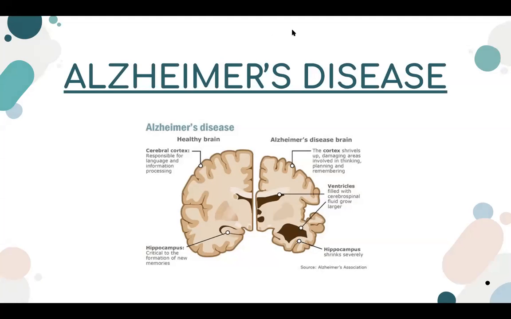The first one I'll be talking about is Alzheimer's disease. You can see on the picture right here, on the left-hand side of the image is a picture of the healthy brain. If you can see the cerebral cortex, which is responsible for language and information processing, and the hippocampus, which is critical to the formation of new memories, those 2 areas specifically do get affected by Alzheimer's. The cortex shrinks over time, and that damages areas in thinking, planning, and remembering. The ventricles are filled up with something called cerebrospinal fluid, which grows larger and expands, and the hippocampus shrinks severely.